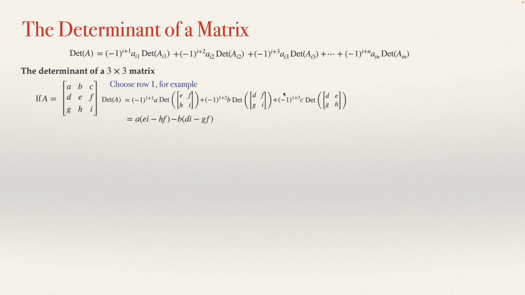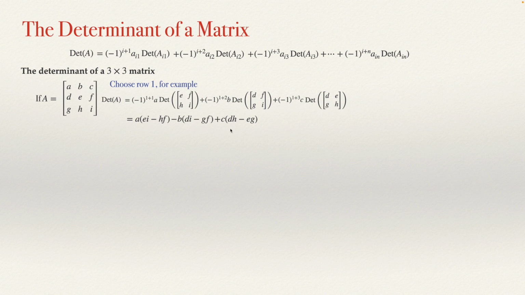And this term will be positive. You see that? It will be alternating. Minus 1 to the power 4. Minus 1 to an even power is a positive number. So it will be positive 1. Positive 1 multiplied by C is just C. C multiplied by DH minus EG. And we have a formula.